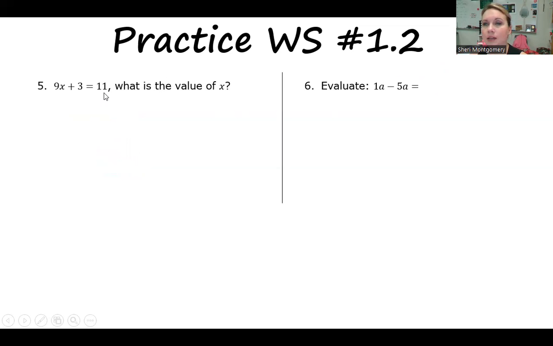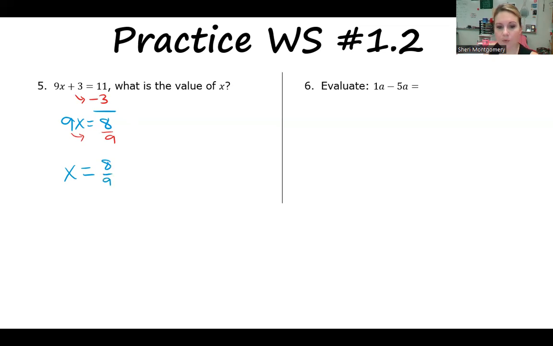The next one, again, this is a fancy way of saying solve for X. That's all it's saying, solve for X. And we've been doing problems like this. What's my first step? Yeah, good job. I need to subtract 3. 11, 10, 9, 8. And then I got one more step. Yeah, I'm multiplying by 9, so I need to divide by 9. Does 8 over 9 reduce?